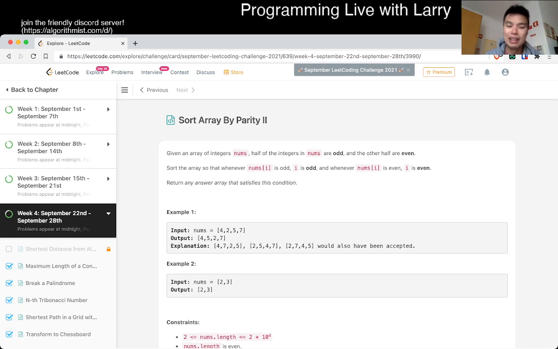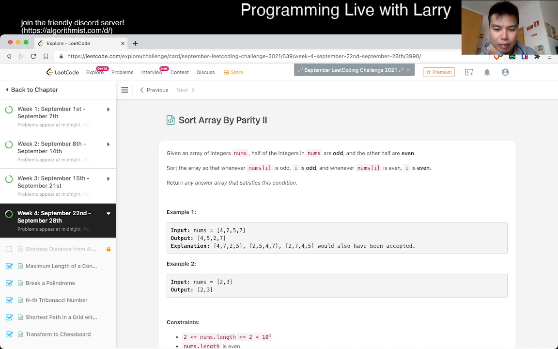Okay, today's problem is Sort Array by Parity 2. I usually solve these live, so if it's a little bit slow, just watch it at the fastest speed or something like that. Okay, so today's problem is, let's see, half of the integers are odd, the other half are even. Sort the array so that when nums[i] is odd, i is odd, and when nums[i] is even, i is even.